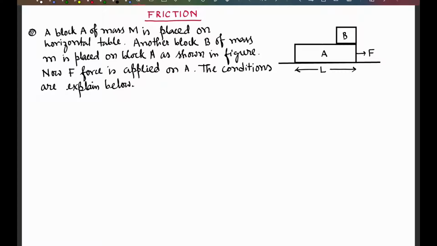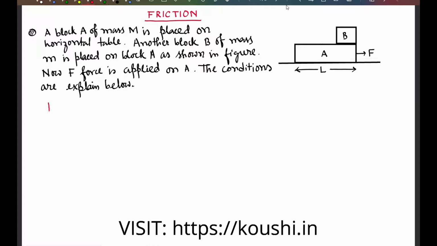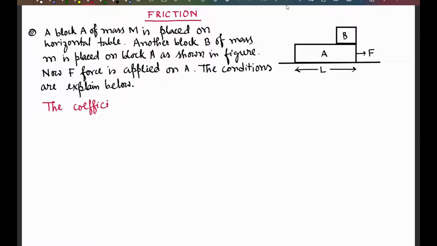In the next condition, there is friction between the surfaces of block A and B only, and the coefficient of friction is mu. There is no friction between block A and the table.